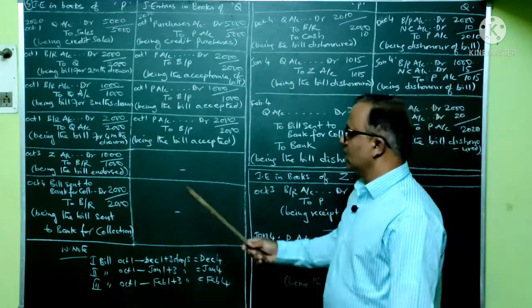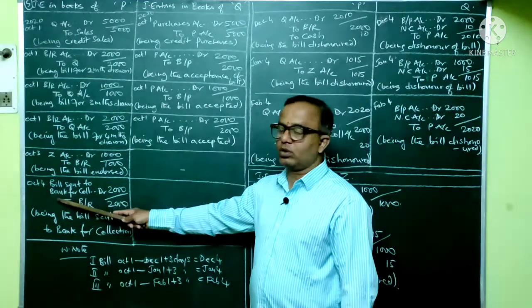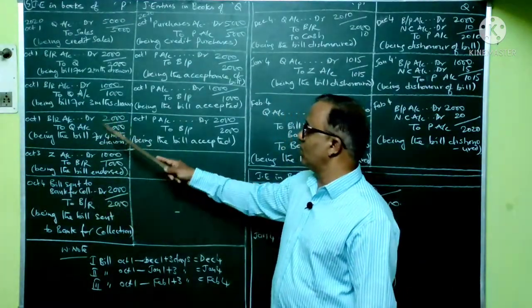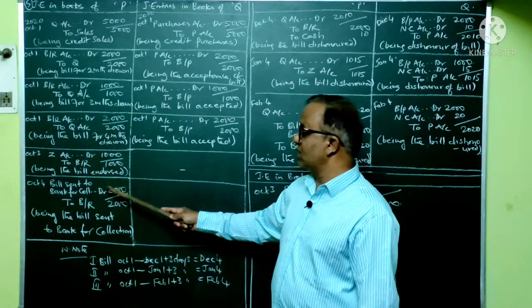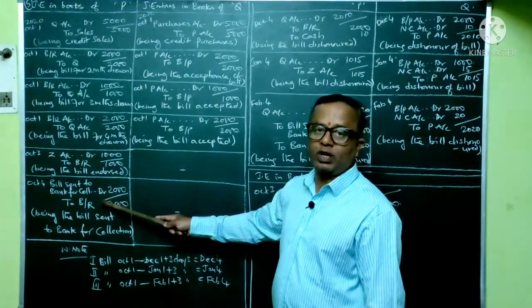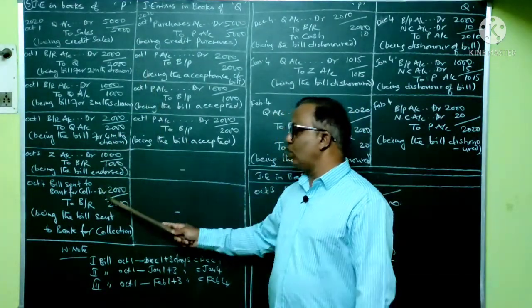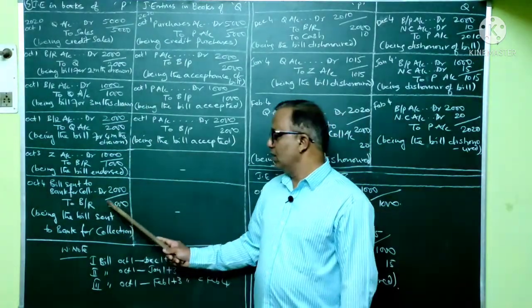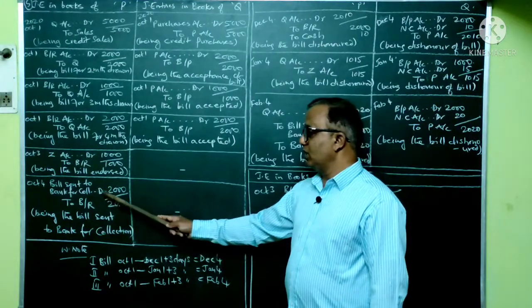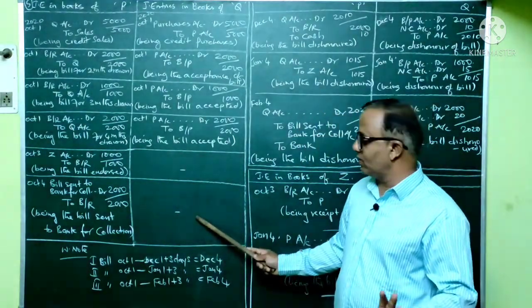Then after that, the third bill he has sent to bank for collection on October 4th. The third bill which he has drawn, which is drawn for 4 months, he has sent to bank for collection. So when this bill is sent to bank for collection, what is the entry in the books of the drawer? Bill sent to bank for collection account debit to bills receivable. When this bill is sent to bank for collection, there will be no entry in the books of the drawee because the drawee is in no way concerned with that.